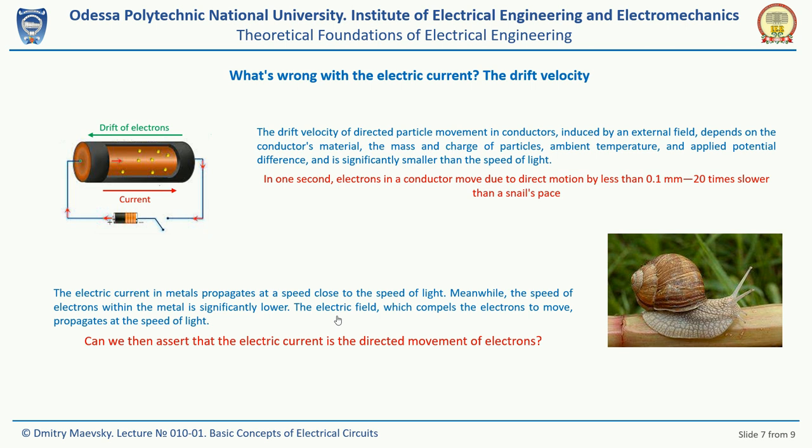Let's talk about the speed. Imagine a very long power line, several thousand kilometers long. Experiments show that when you connect a power source to one end of this line, the light bulb at the other end will flash almost instantly, with a delay of a fraction of a second. Experiments also show that the speed of propagation of electric current is very high and comparable to the speed of light.